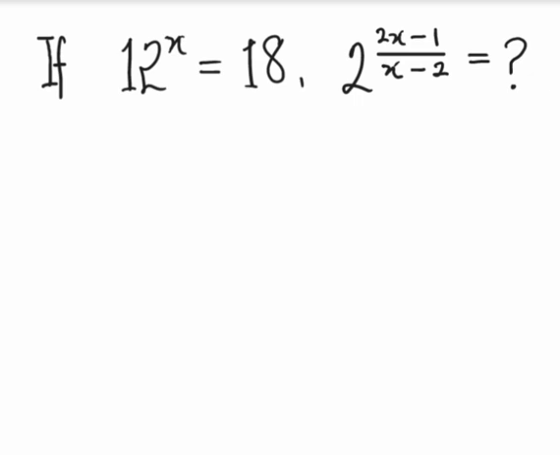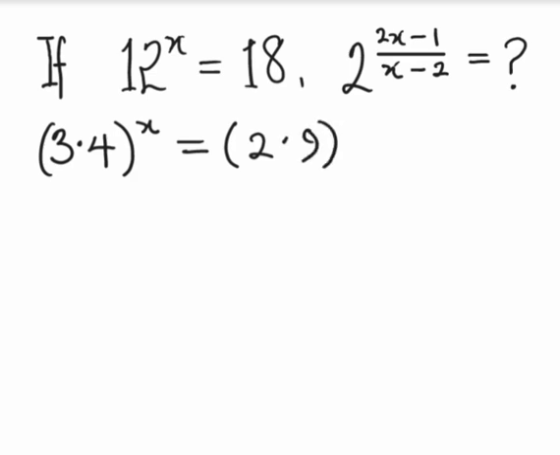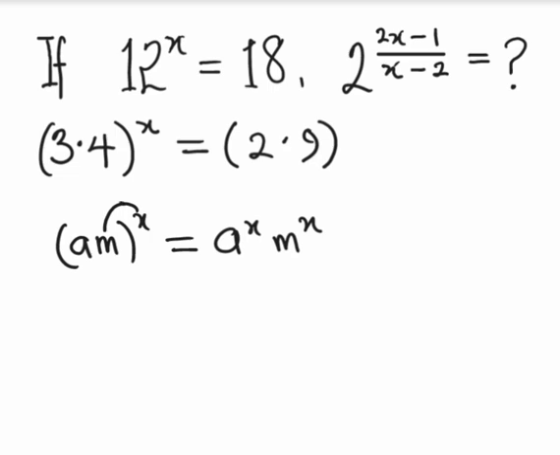Our 12 raised to the power of x can be written as 3 times 4, the product of 3 and 4, which is 12, is equal to 18, which can also be expressed as 2 multiplied by 9. Remember the law that says (a times m) raised to the power of x can simply be expressed as a raised to the power of x multiplied by m raised to the power of x. We shall distribute this power to both m and a.